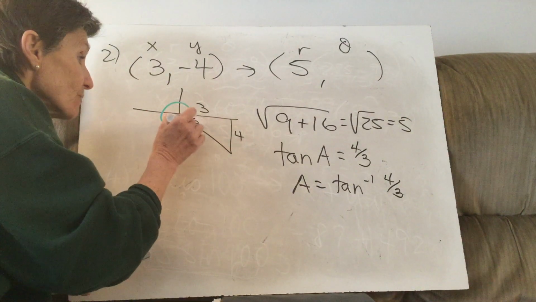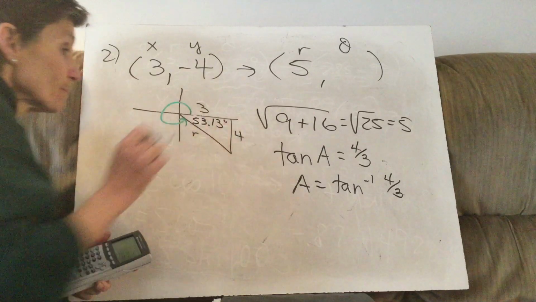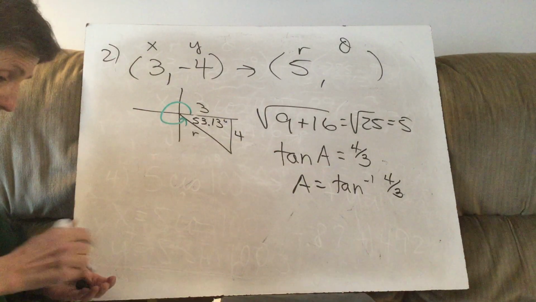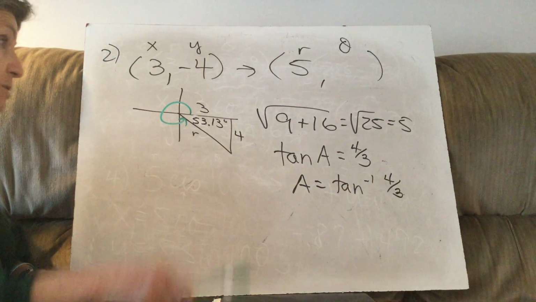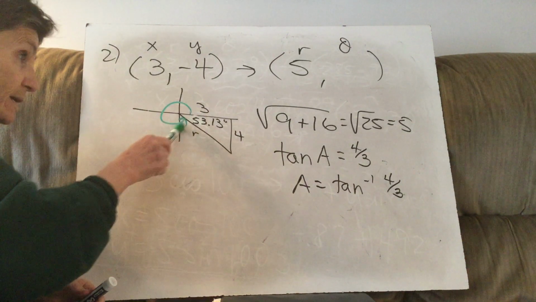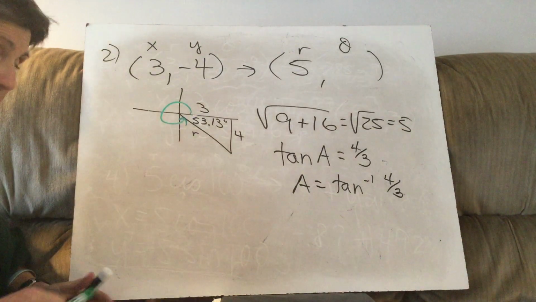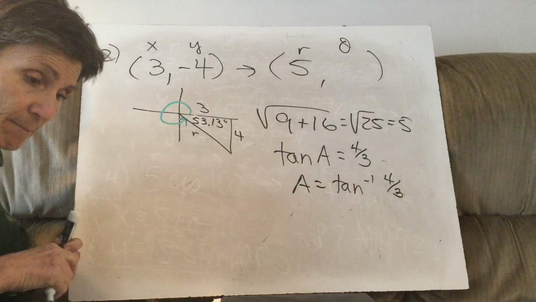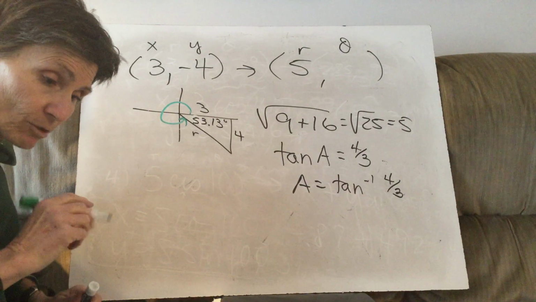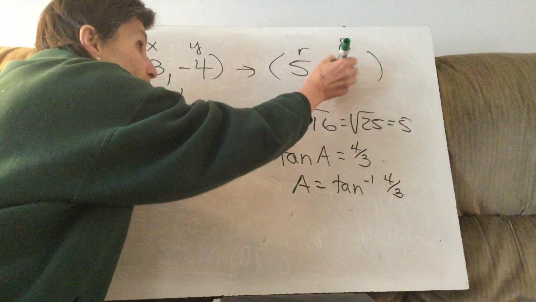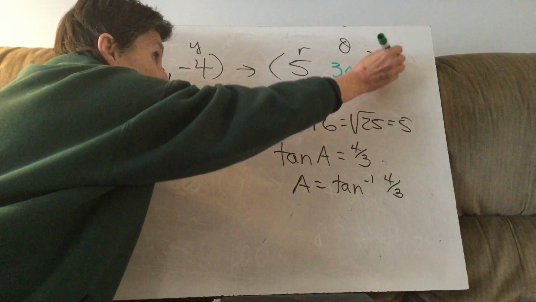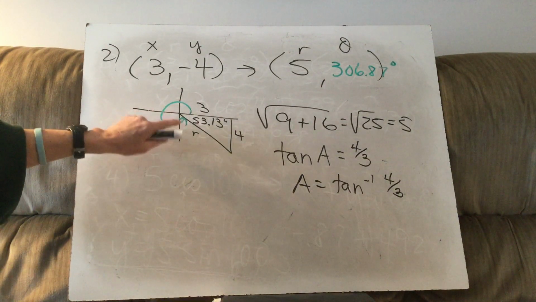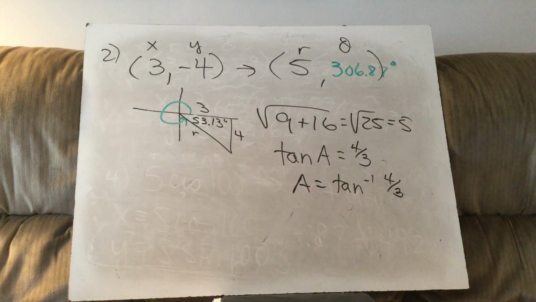So this guy is 53.13. But theta is the whole angle, this whole thing, which is almost 360, but not quite. So I'll subtract 360 minus 53.13, and I get 306.87. So my theta for this number is 306.87.